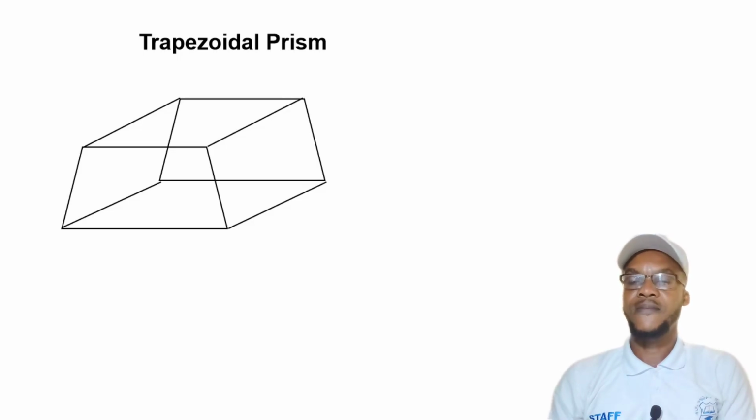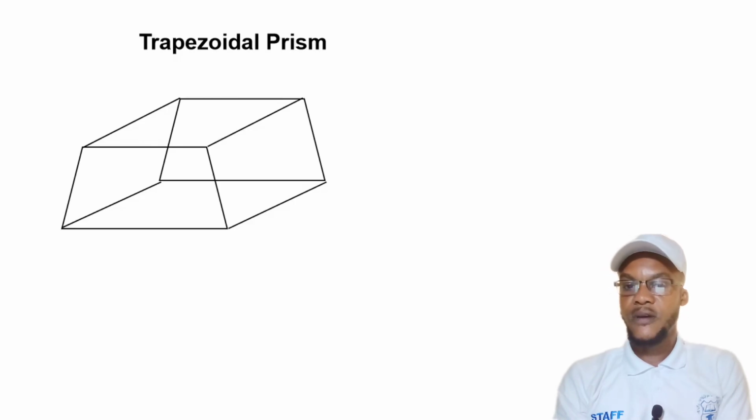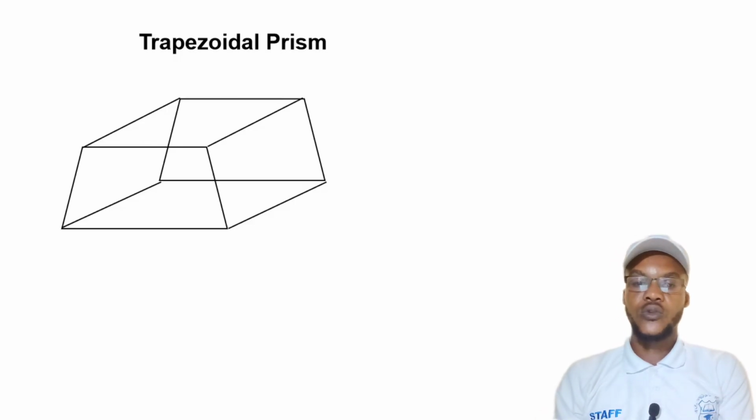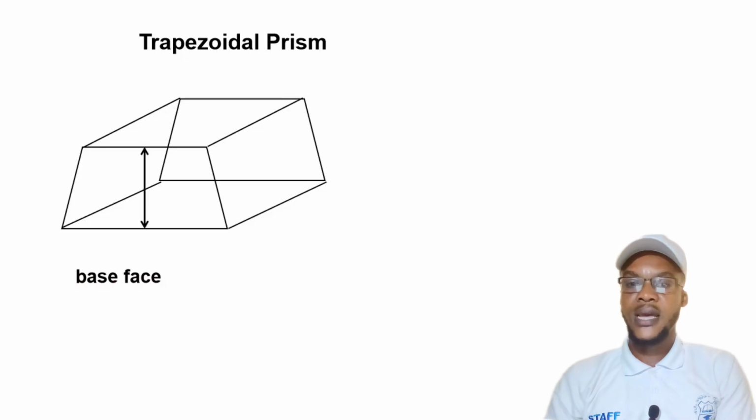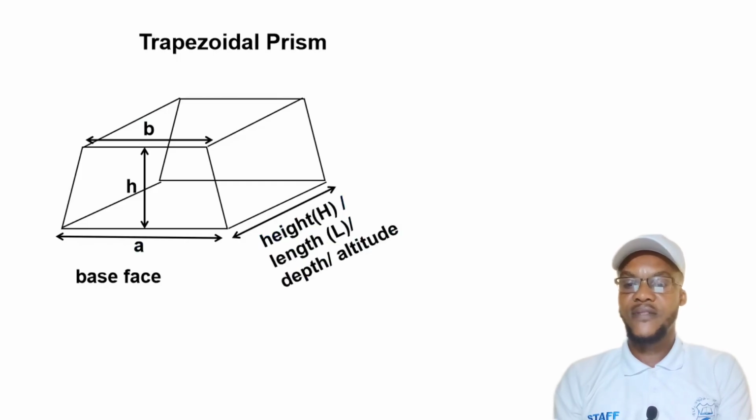Now know that the number of sides of the base face gives the number of lateral faces. So take note of that. If you have three sides of a base face, then you are going to get three lateral faces, and it goes on like that. Okay, so let's identify our height. Now you know that for a trapezium we have the height, and then we also have two parallel sides. These are the two parallel sides of the trapezium. Then we can also talk about the height, which is also the length or the depth or the altitude.